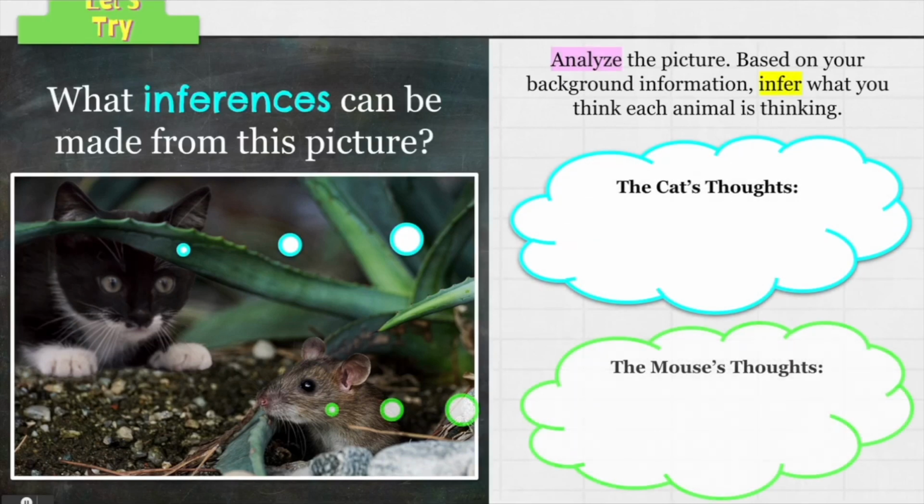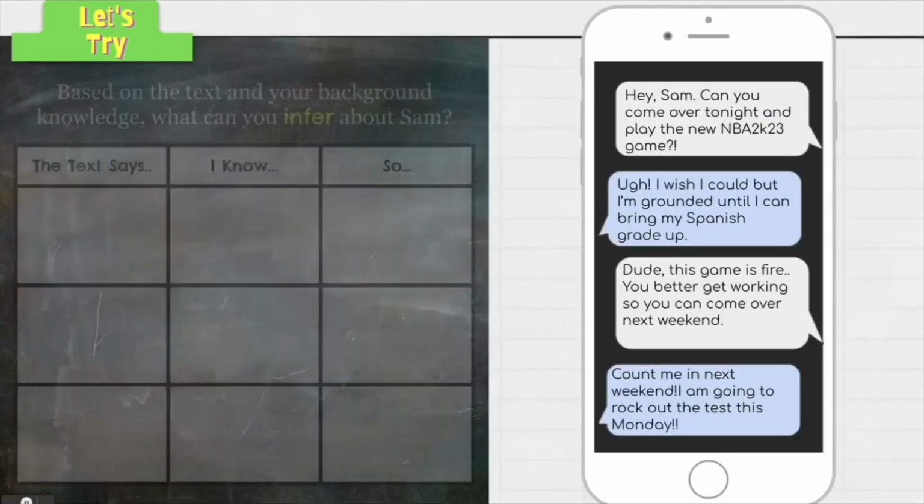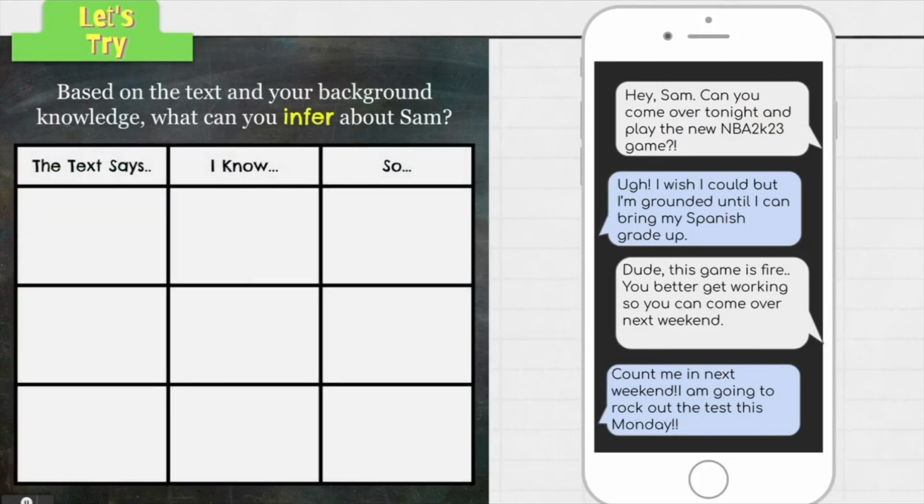First one's where they're trying to infer based on past experiences about what the cat's thoughts and the mouse's thoughts? Mouses? Yes, the mouse's thoughts. That sounds funny. And then we take it a little bit step further and infer based on a text message.